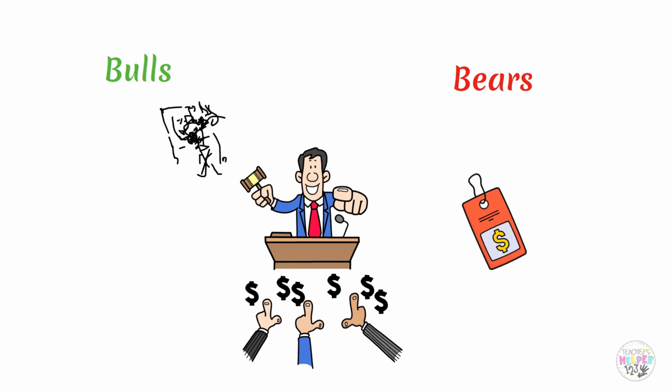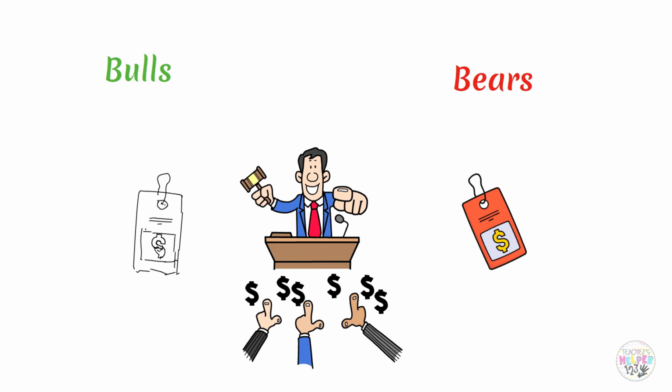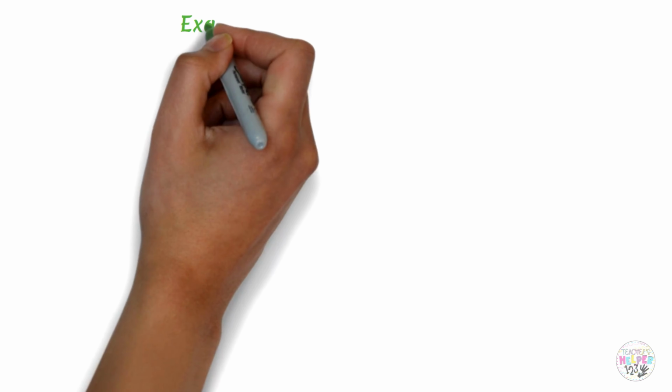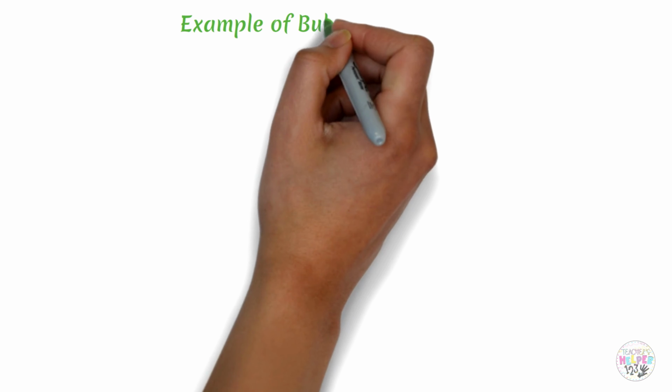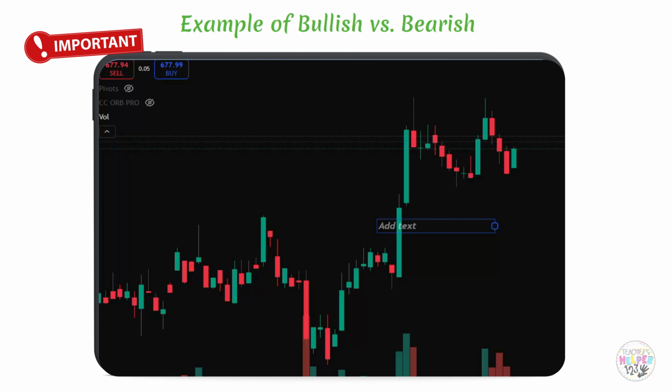When people want to buy, price goes up. And when more people want to sell, price goes down. Now, in the stock market, people are often called bulls or bears. A bull believes prices will go up and a bear believes prices will go down. Bulls push prices higher and bears push prices lower.